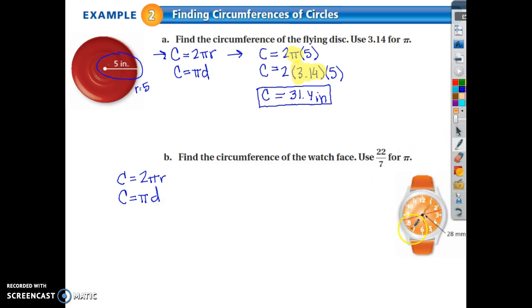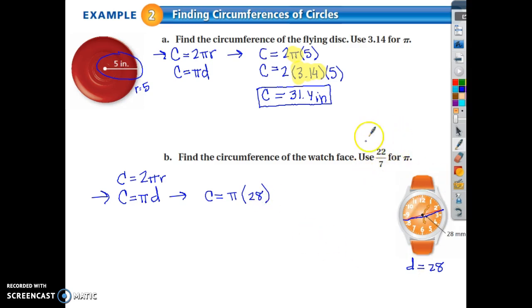Now if I look at this watch face here on the right, I see that from the left all the way across the circle is 28 millimeters, meaning diameter is 28 millimeters. Since they give me the diameter, I'm going to go ahead and use my second formula, circumference equals pi times diameter. In doing so, I find C equals pi times 28.